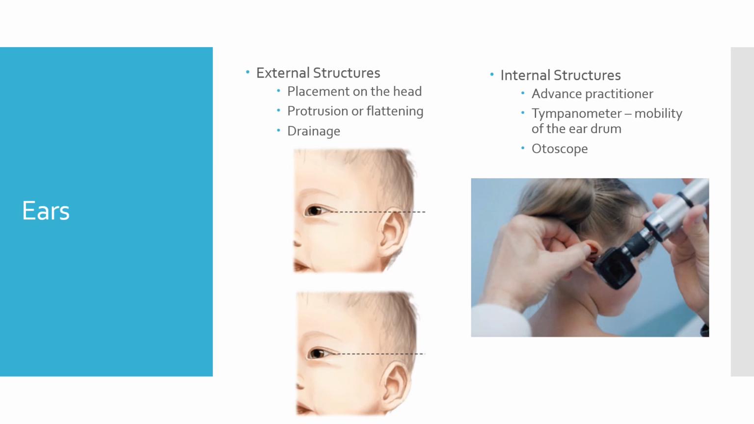The internal structures are, again, examined by that advanced practitioner. They may use a tympanometer, and that's just a wavelength that detects the mobility of the eardrum. It's going to tell a lot about whether there is fluid behind that eardrum that may be causing some issues. And then definitely using that otoscope to look at those internal structures.